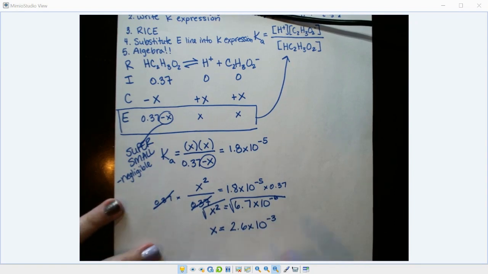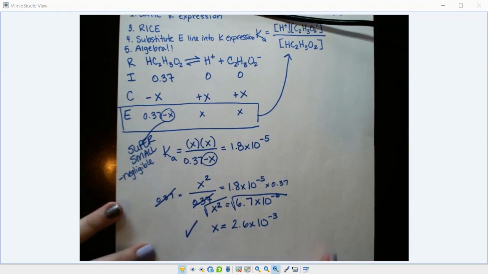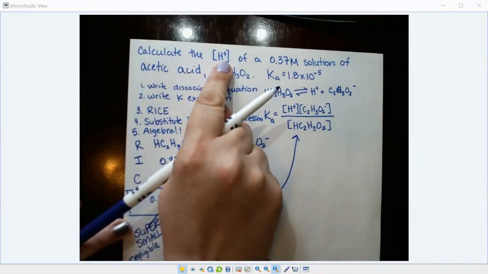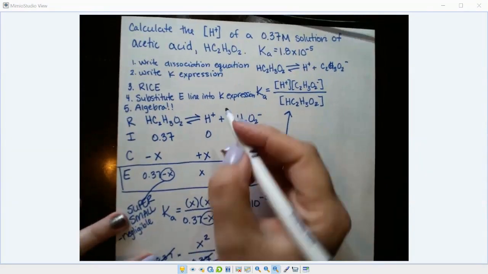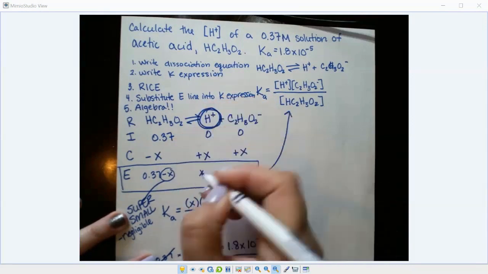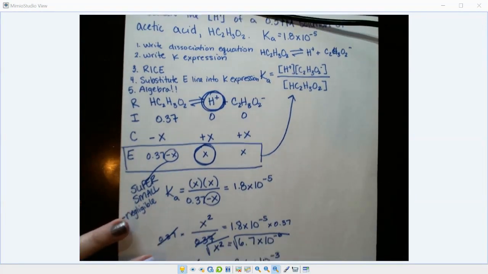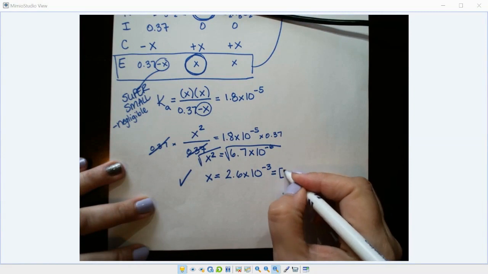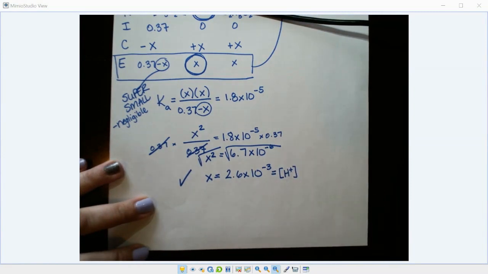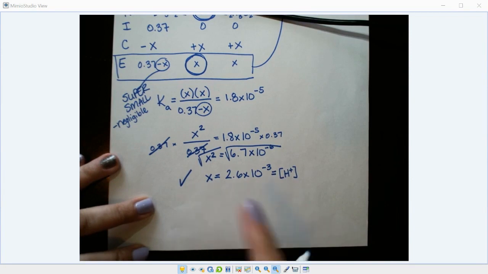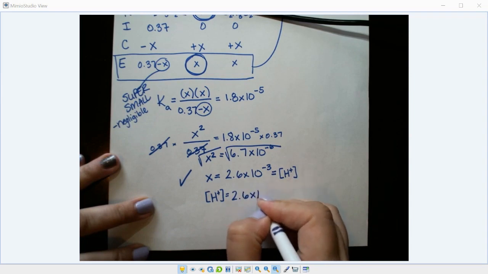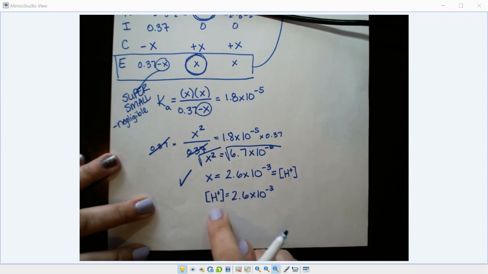Okay, so at this point, you've solved for x, which is awesome. You did good. You did great. That's what x is. But this question says calculate the H plus concentration. Well, here's the thing. H plus, we assigned to be represented by x. So when you find x, that is the same thing as solving for H plus. That is what x represents. So the H plus concentration is in fact 2.6 times 10 to the negative 3rd. And since this is concentration, this is molarity, big M.